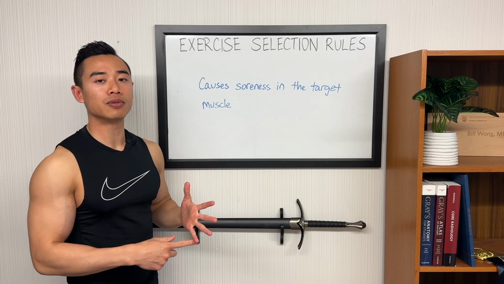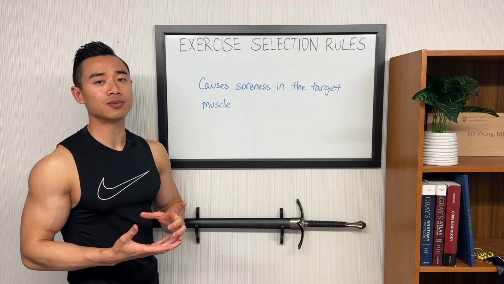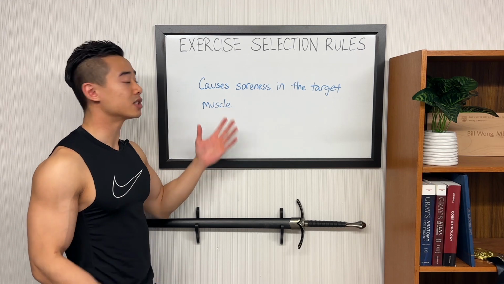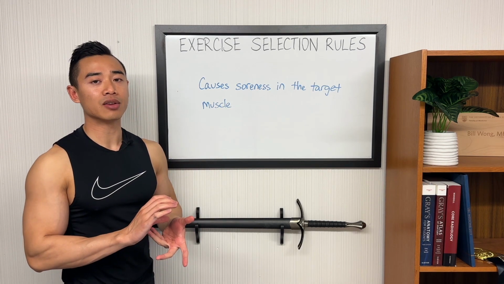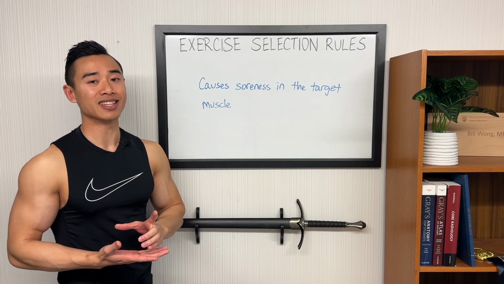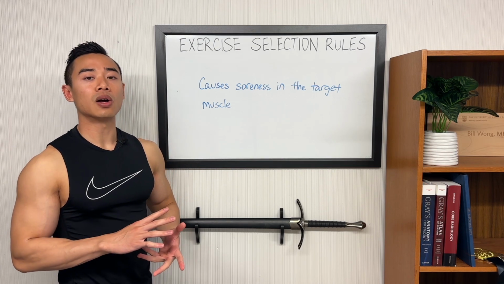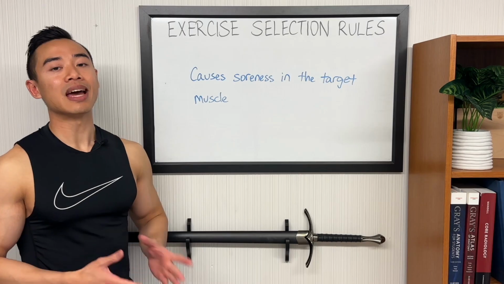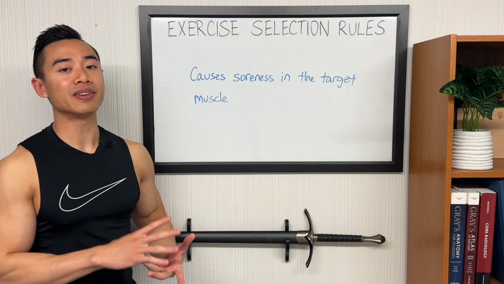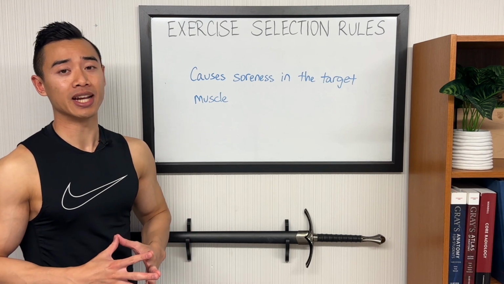Exercise selection rule number 5. When you're choosing exercises for hypertrophy, you want to see if that exercise causes soreness in the target muscle. This is basically an indicator that you are causing disruption in those tissues and that you're really targeting things correctly. Not all exercises are necessarily going to cause soreness, and this will also depend on other training variables like how close you go to failure. But if it is present, you know for sure that you're hitting the right muscle.